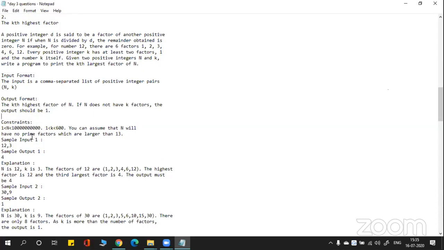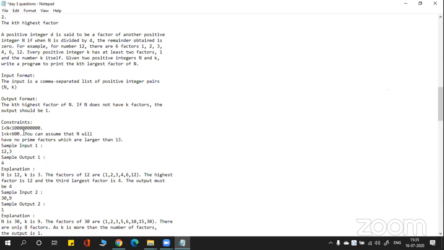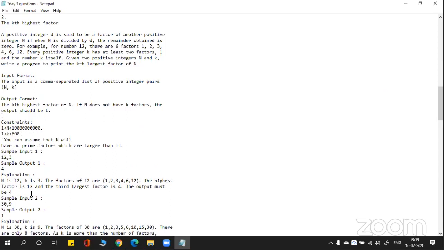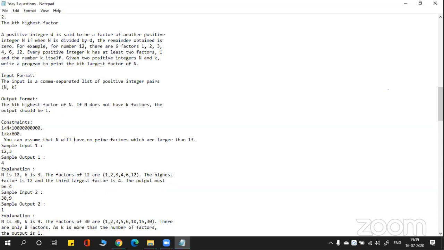They have given constraints for the n value and the k value. You can assume that n will have no prime factors which are larger than 13. Sample input: 12 comma 3.